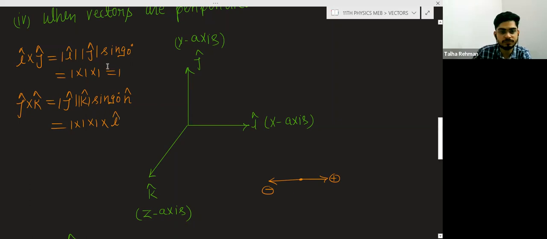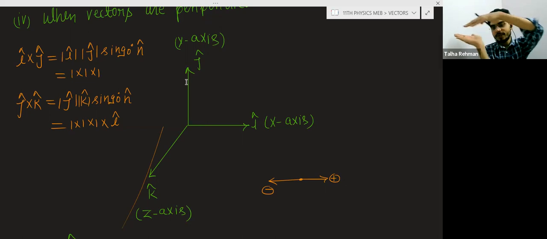This is not 1. Here will be n cap also. What am I doing? So what will be the n cap here? This is i cap, this is j cap, this is i cap, and this is j cap. What you will do is i cross j. So these are your fingers along i cap, curl towards j cap. You will get your thumb towards yourself, meaning outward, and the outward direction we have considered positive. Positive k cap you will get.